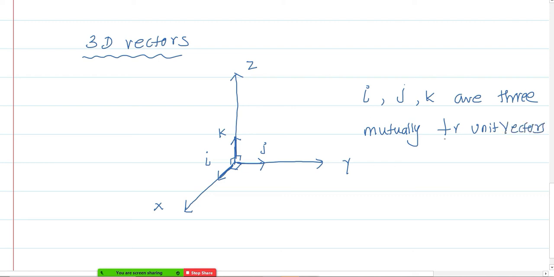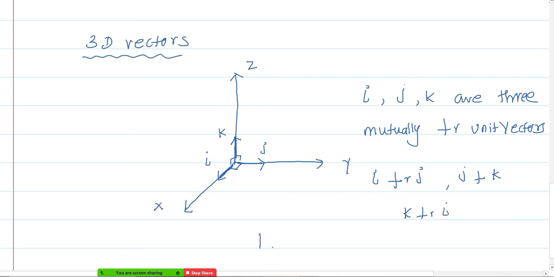Mutually perpendicular means what? i is perpendicular to j, j is perpendicular to k, and k is perpendicular to i.